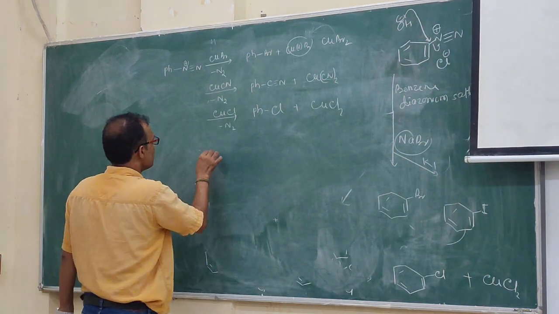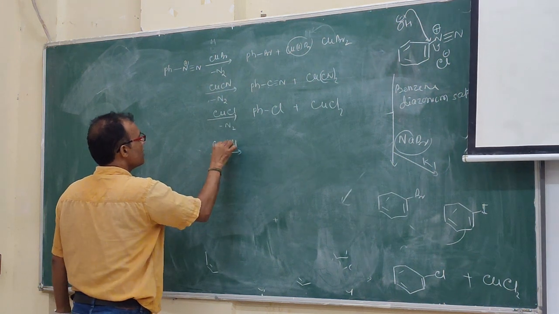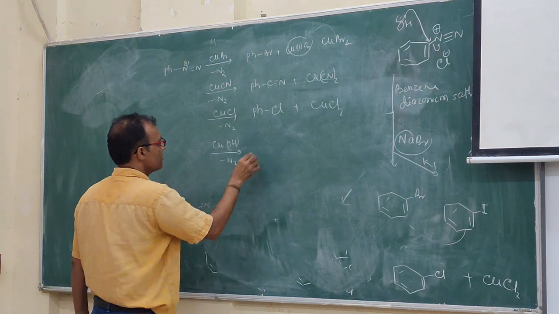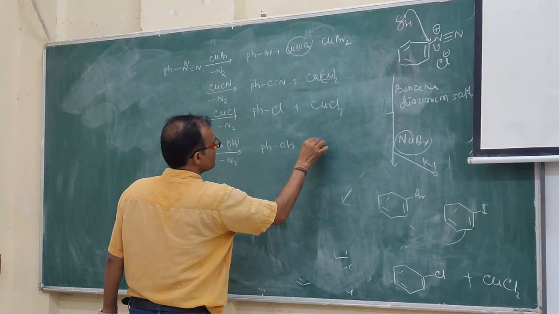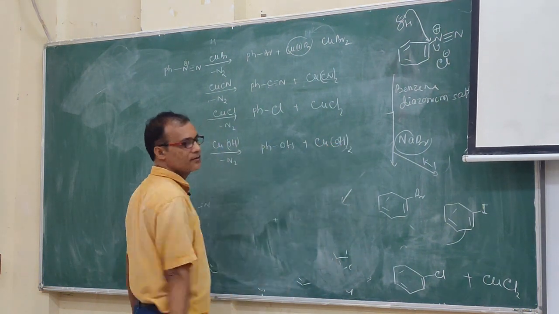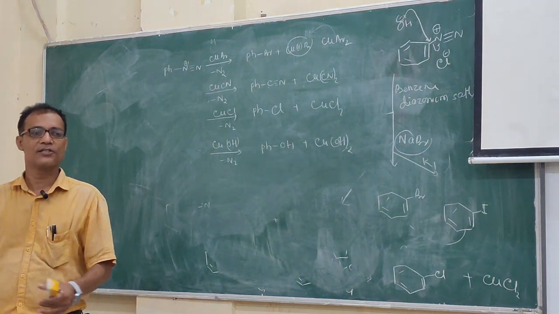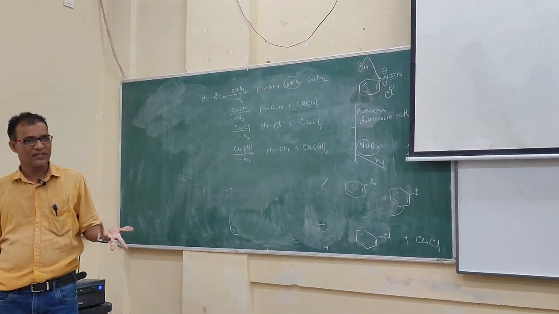If you want to make phenol, you just use copper hydroxide. So there is loss of nitrogen, and you will get PhOH plus copper hydroxide. That means for Sandmeyer, you must add a copper nucleophile. Copper will be positive and the counterpart will always be negative.